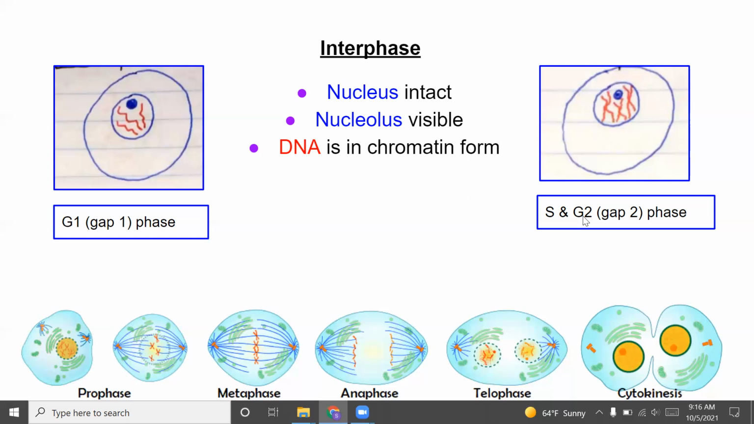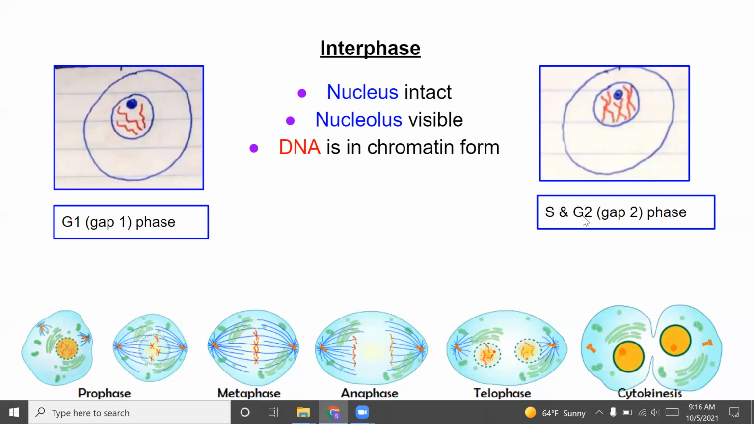However, the next picture does matter. How many squiggles you have? Because what happens in S phase? Not yet. S, what did S stand for? Synthesis. What are we synthesizing more of? DNA. Notice the number of red squiggles has doubled. So however many red squiggles of chromatin you had in your first picture, you need to double that.